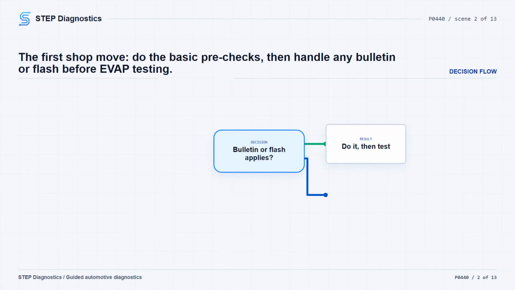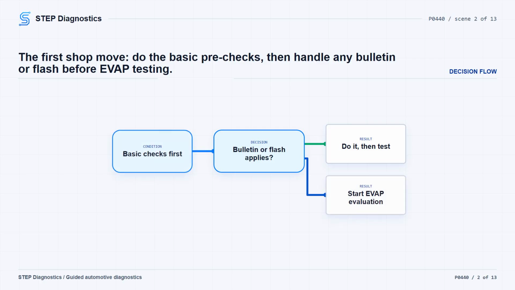Broadly, the fault area may be an EVAP leak, purge flow or vacuum supply issue, a restriction in the purge or vent side, ESIM orientation or switch operation, related wiring, or less often a control issue. Start with the basic system checks, then before getting deep into testing, check for any bulletins or PCM flash updates that apply to this code. If one applies, do that first, test the system, and then continue with the EVAP evaluation.